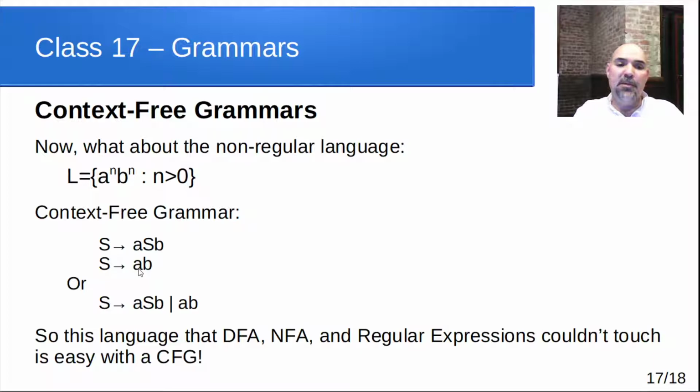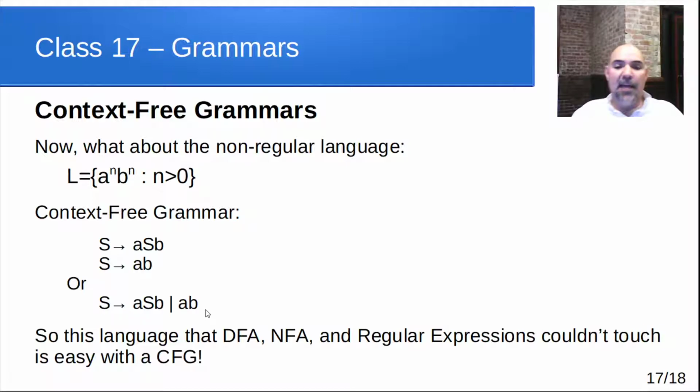What we're going to stop with is just ab, and that's going to make sure that n is greater than 0. So S could take this and have one a and one b, or it could take this followed by that and have aabb, or it could take this twice and get aaabbb, and so forth. And the compact version of that is just S produces aSb or ab.